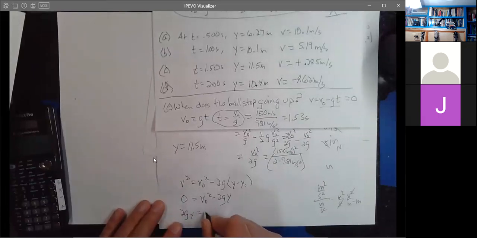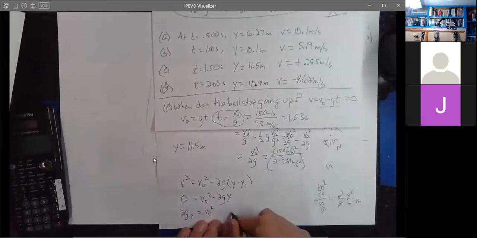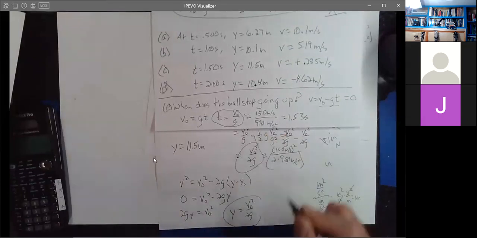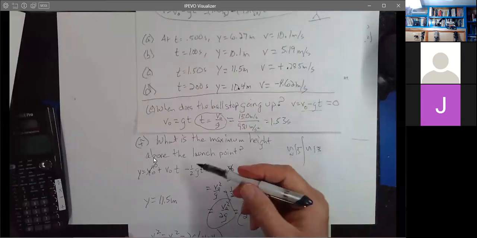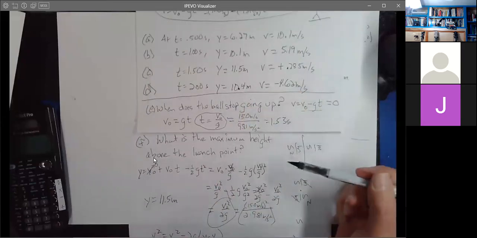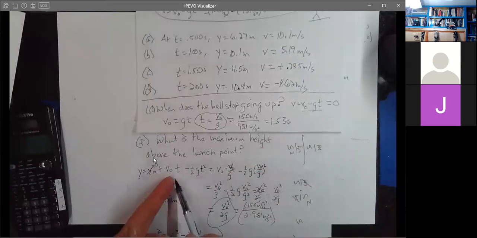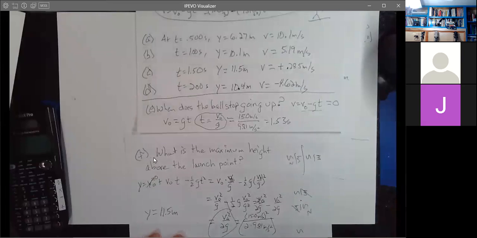2gy equals v naught squared. Divide by 2g and you get y is equal to v naught squared over 2g. Oh, that's what I solved for. But this was a lot easier to do than to actually figure out the time it spent on the way up and then plugging that time into here and doing the algebra. So a little bit simpler way to do it, but you would get the same answer.